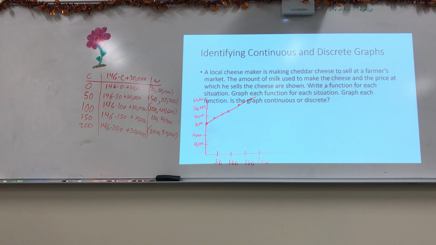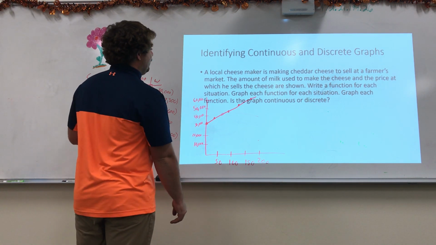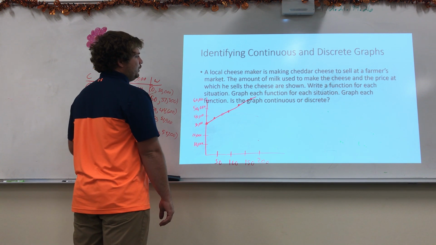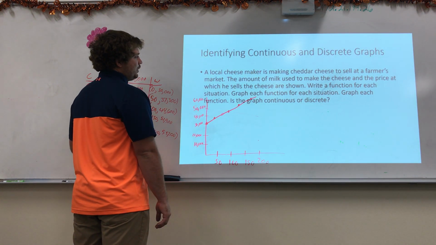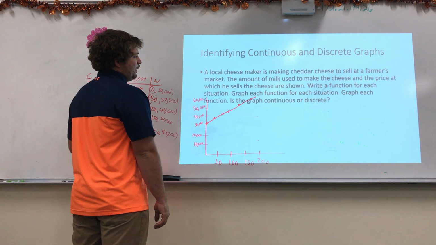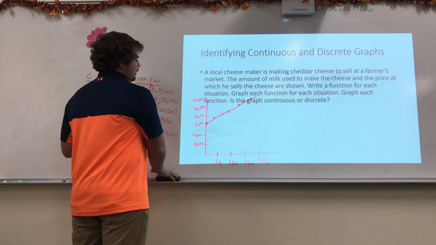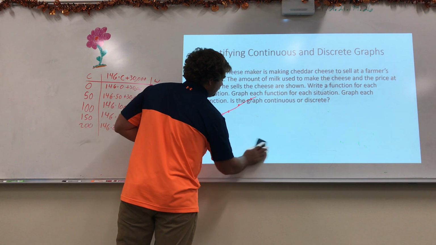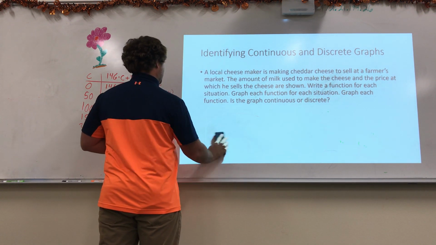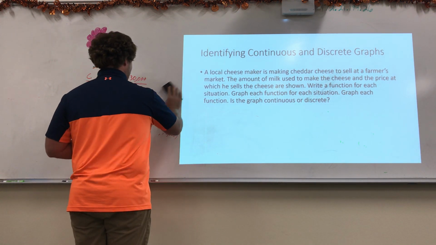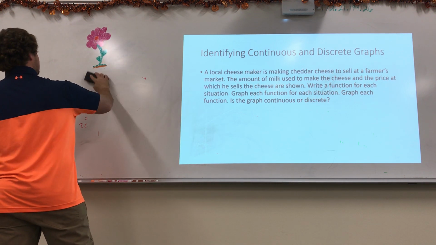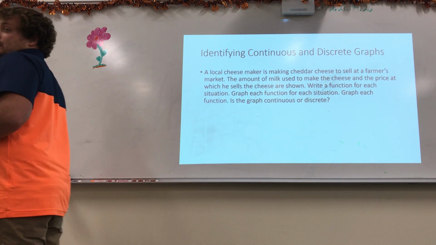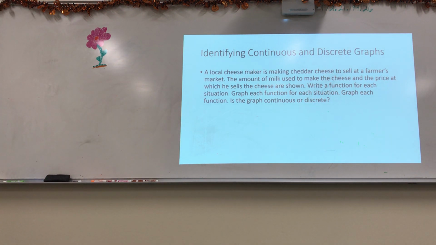A local cheesemaker is making cheddar cheese to sell at a farmer's market. The amount of milk used to make the cheese and the price at which he sells the cheese are shown. Write a function for each situation. Wow, I really did that on this. Alright, so I'm going to have to look at my book because I got a feeling I do not have anything I need right on here. Don't know why. What I was thinking at the moment.